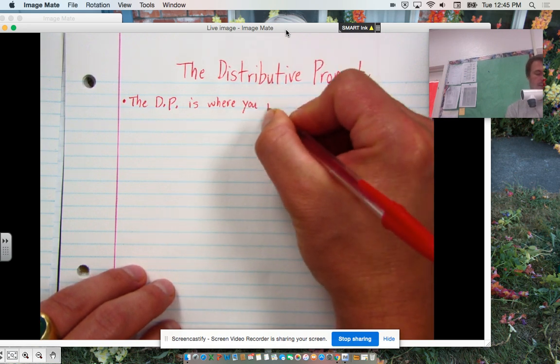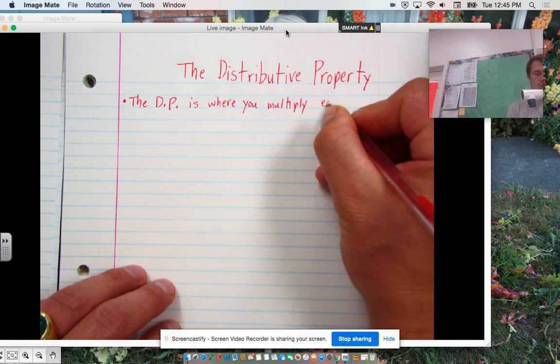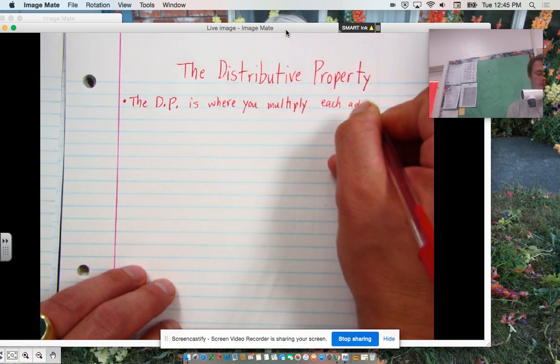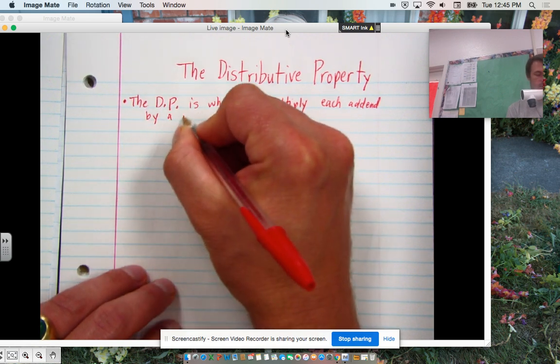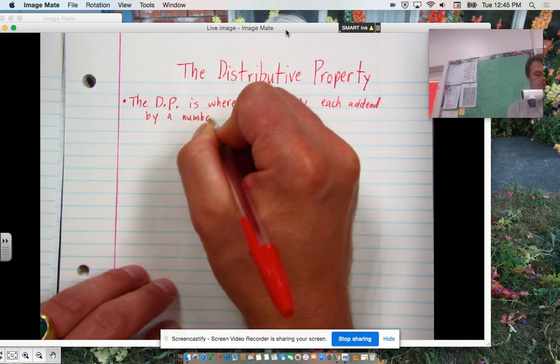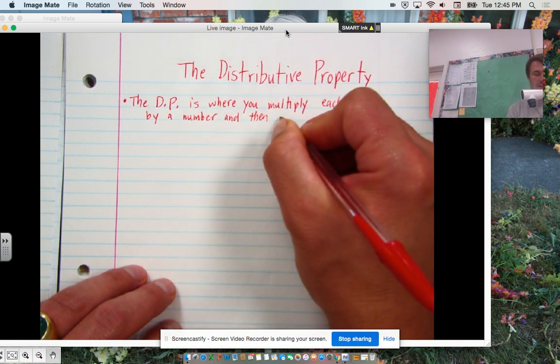you multiply each addend by a number and then add the products.